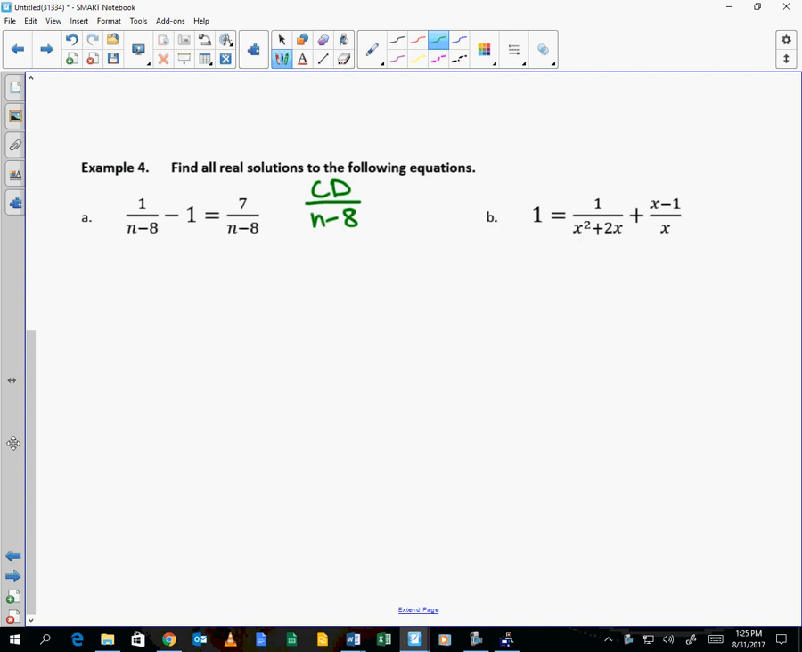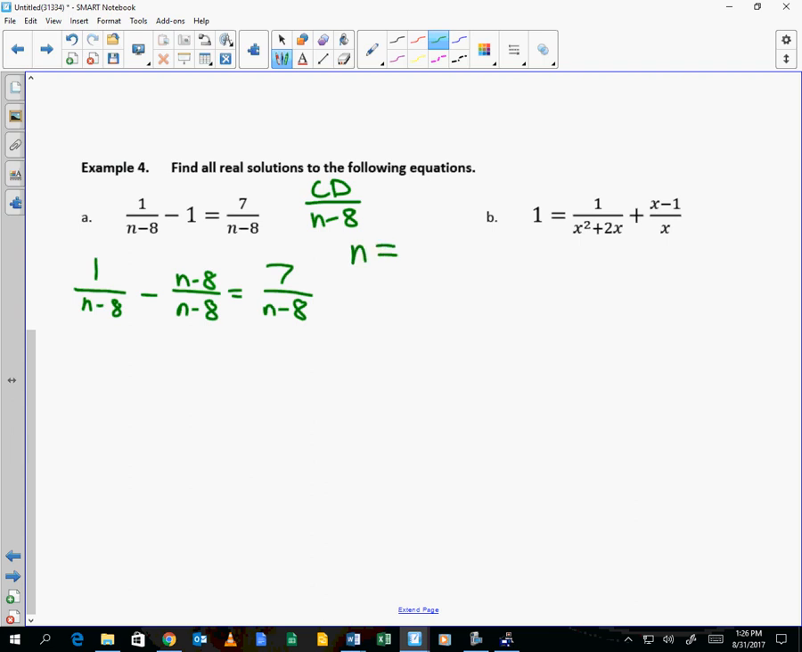And I'll write it all out here. We have 1 over n minus 8 minus, the 1 doesn't have an n minus 8, does it? So I'll multiply top and bottom by n minus 8. And so we have that equation. Now, here's what we're allowed to do. We're actually going to get rid of the denominator. And we can do so as long as we identify something important.